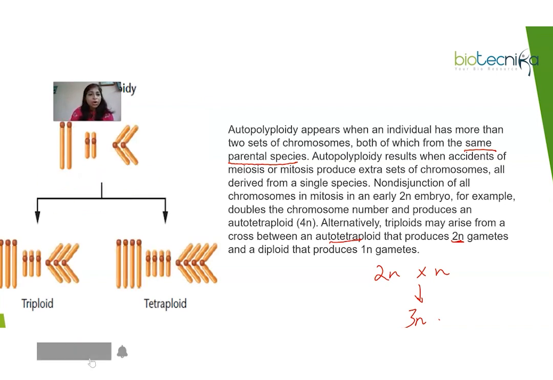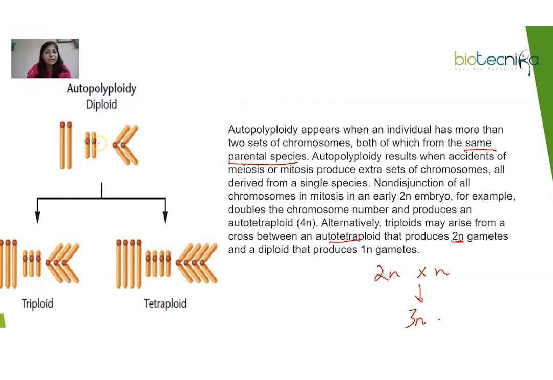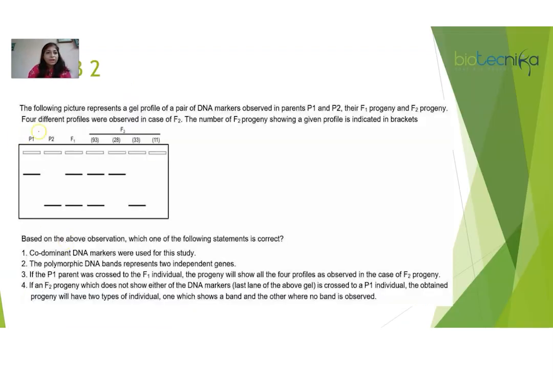This is what autopolyploidy looks like. If you have a normal diploid cell here, it has each chromosome of 2 types. Autopolyploid means that the same parental species chromosomes are added. One set is added, so now all the chromosomes are present in a group of 3, or here a group of 4. So it will be autotriploid, or this one will be autotetraploid. Let's move on to the next question.